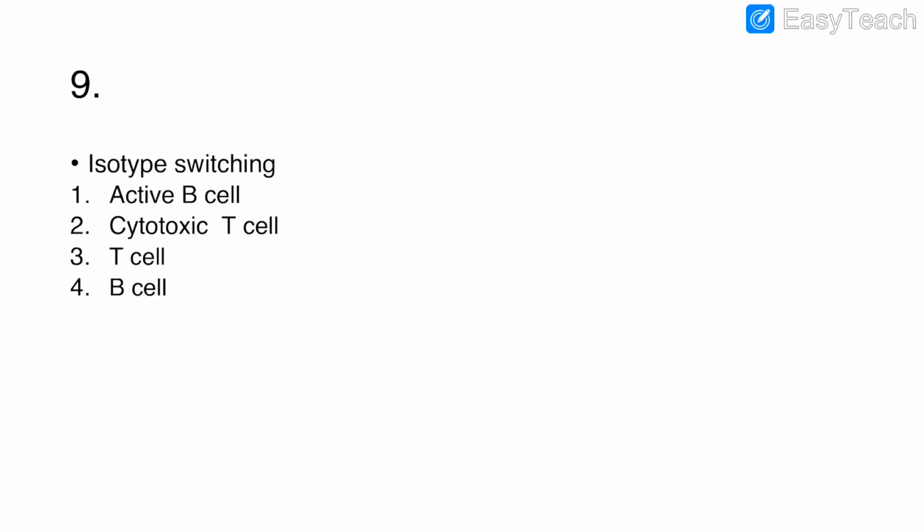Okay. Then isotype switching. Isotype switching happens what? Because of the change in the constant portion of the heavy chain. Okay, and these are the options: active B cells, cytotoxic T cells and B cells. So the answer to this question is active B cells.